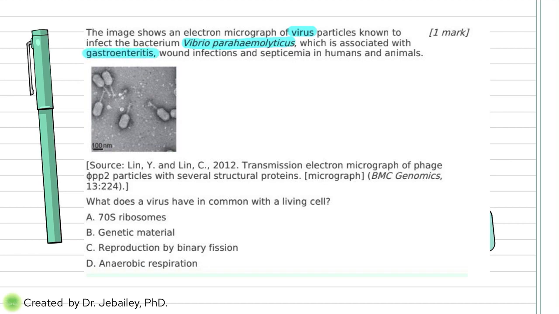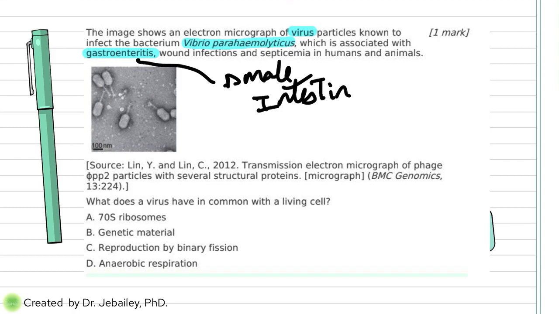parahaemolyticus, I think. God knows those names. Which is associated with gastroenteritis. Now you see these big names and you start to say, holy, my God, how am I supposed to do this? Don't worry, usually I put those big names for no reason. So keep reading the question. Gastroenteritis actually means it has to do with your small intestine. So do not freak out. That doesn't throw you off. You don't even have to know that it was about small intestine. Keep reading. Which is associated with gastroenteritis, wound infections and septicemia in humans and animals.